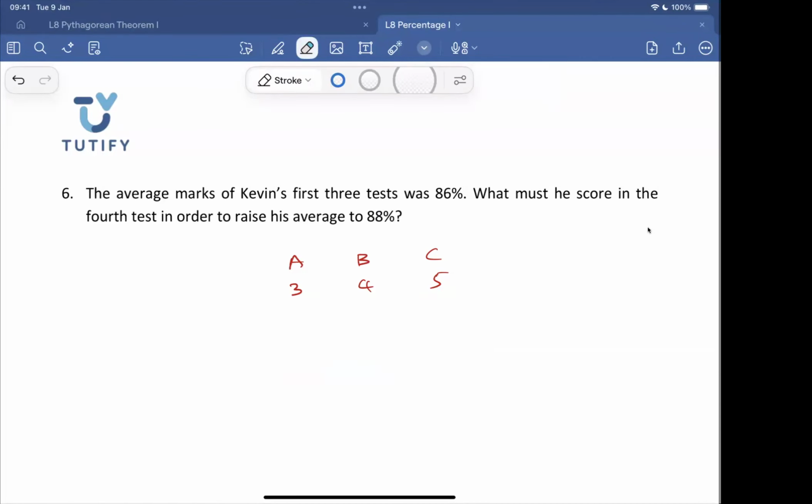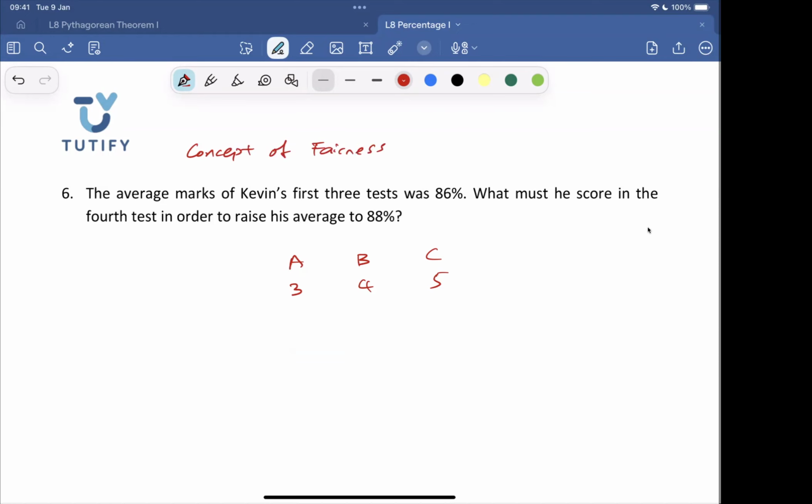I would like to make it fair. Correct. I would like to talk about the concept of fairness. So right now, everybody has a different number of sweets. Is it fair or unfair? Unfair. It's unfair. So can you make it fair?